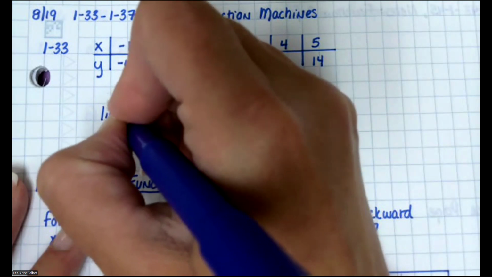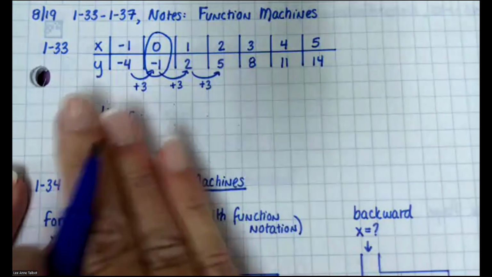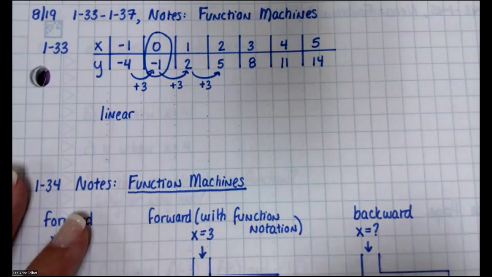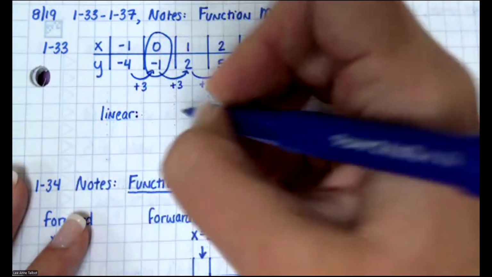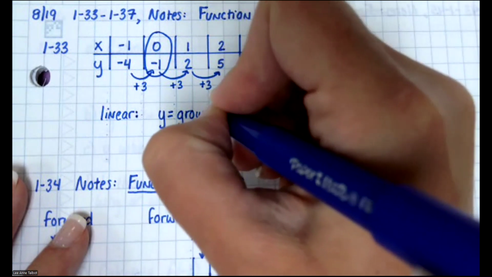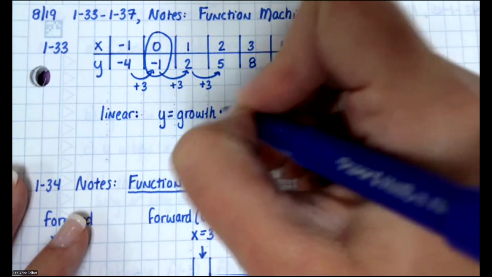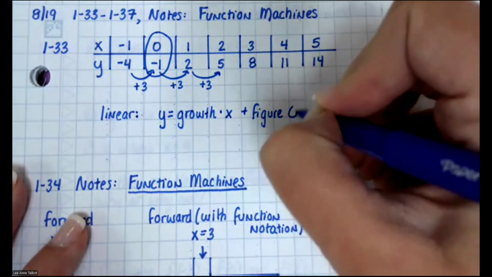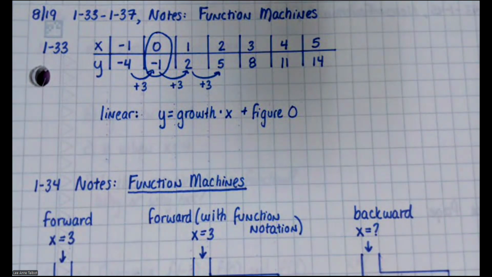So if it's linear, which means that if you graph these dots and it makes a line, or if it goes up by the same amount each time, the rule is y equals growth times x plus figure 0. You guys had one of these on your work from last night. I think the first one.